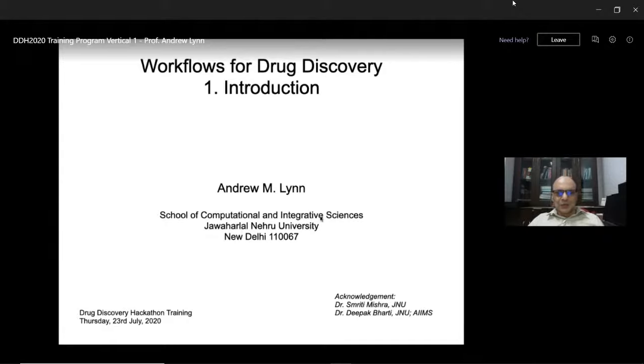So I'm at the School of Computational and Integrative Sciences at JNU. And just as Dr. Nagamani, Dr. Papri Banerjee, Dr. Himanshi, and Lijo at the other side are dealing with it, I would like to acknowledge Dr. Smriti Mishra and Deepak Bharti for developing much of the workflows that I'll be talking about today.